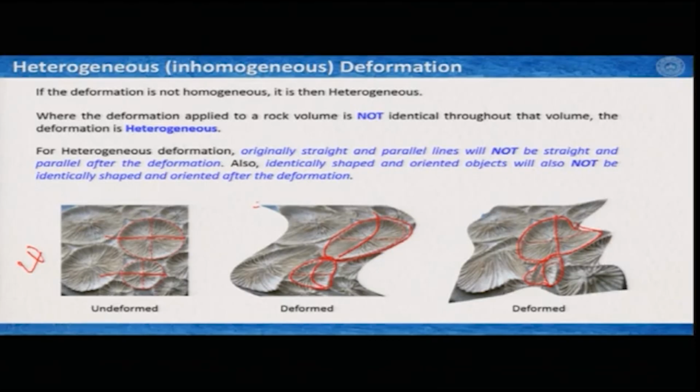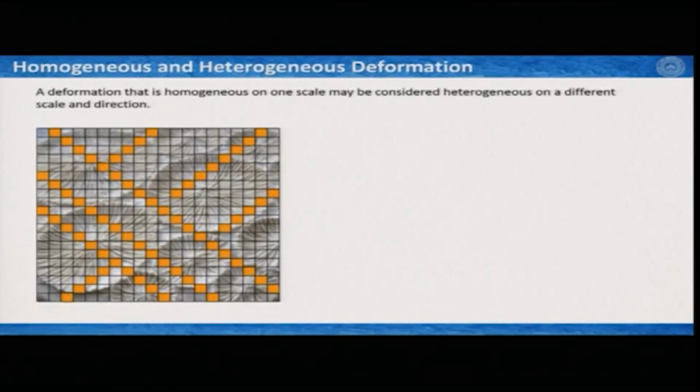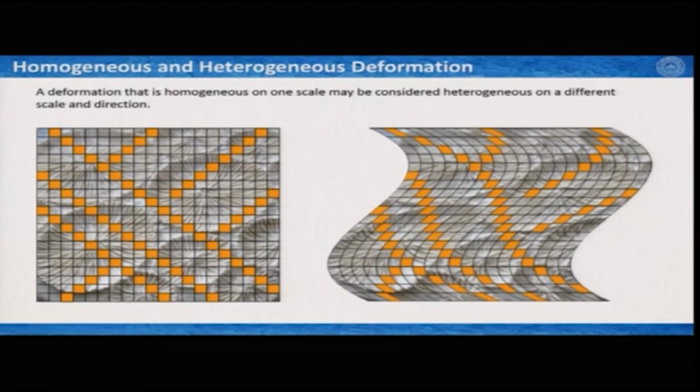So now we have a very good understanding, I believe, of what is homogeneous deformation and what is heterogeneous deformation. Let's have a look in a different way. What I have done here in this drawing is that I gridded this image with square grids and filled some of the grids, not randomly, with orange colors. Now I would deform this in a heterogeneous manner, and if I do it, then it looks like this.